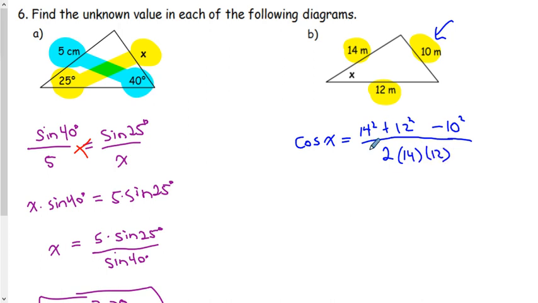Okay, so now it's a bit of math, right? 14 squared, 12 squared, minus 10 squared. Work all of that out. What is that on the top? On the bottom, 2 times 14 times 12. Work all of that out. And then we divide the top by the bottom. We're going to end up with this.